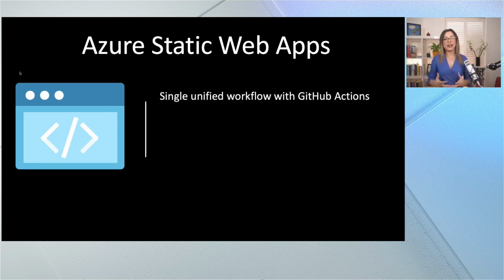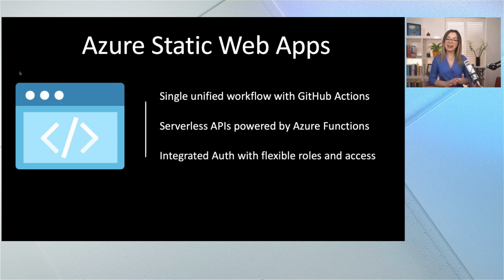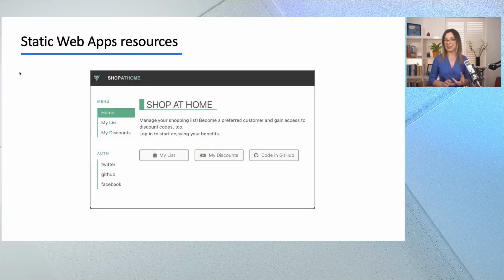And the key points here are that you get a single unified workflow with GitHub Actions that you can customize however you want to. You also get support for serverless APIs powered by Azure Functions. And finally, you are able to easily integrate your authentication and authorization functionality so that we can give custom roles to our users and access.